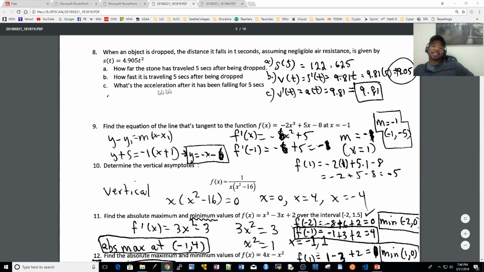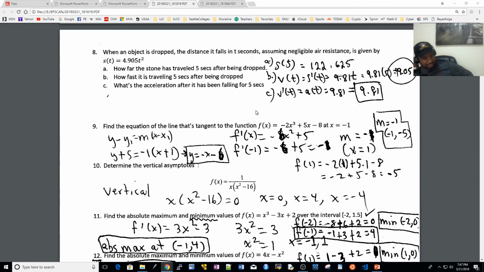See, what's the acceleration after it's fallen for 5 seconds? Well, to get the acceleration formula, that's actually the second derivative of s, or the derivative of v. So take the derivative of v and plug in 5. Well, it's a constant number. So the derivative of 9.81 t is just 9.81. So it looks like the acceleration is constant. It's this rate, 9.81, and that's it. That's its acceleration.